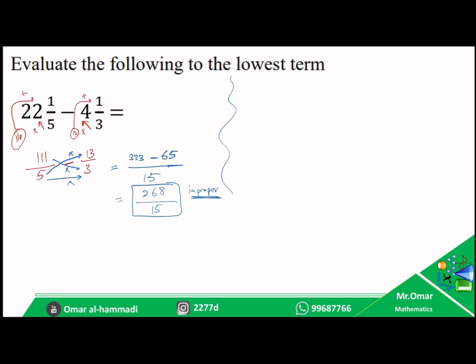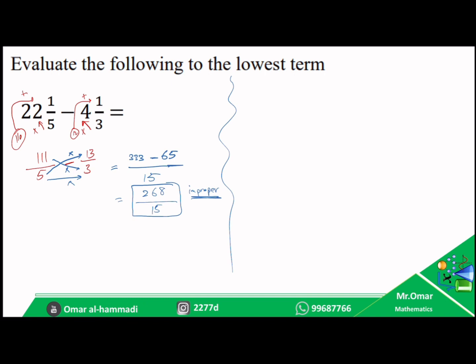But here, what we have here is 268. If we subtract it by 15, بناخذ عنا وقت كثير. فإيش نعمل الحين؟ نكتب مضاعفات ال 15. أسرع طريقة نكتب مضاعفات ال 15.